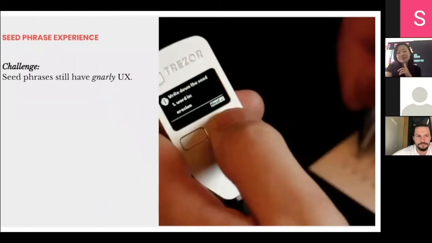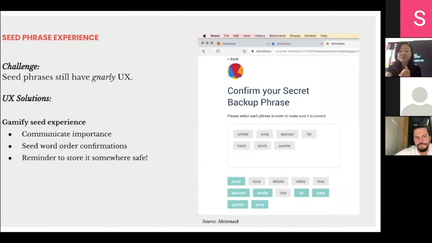So let's jump in. The seed phrase experience. Seed phrases still have gnarly UX. I remember the first time I opened my Bitcoin wallet, and this was back in 2010, I didn't know what to do with my seed phrases. I think I emailed them to myself or something like that, which is something you should not do. But it's still a very gnarly experience for anyone to have to write down these 12 words. It's scary. You're afraid of losing it, misspelling it, or dropping it altogether.